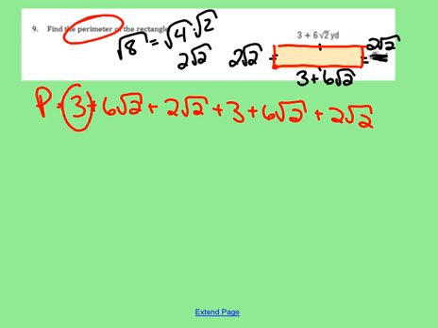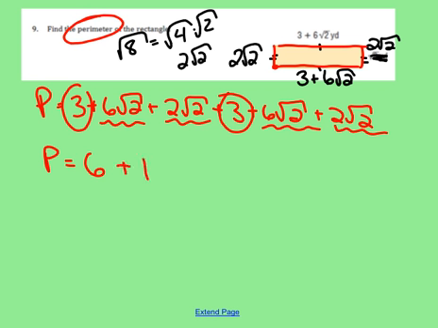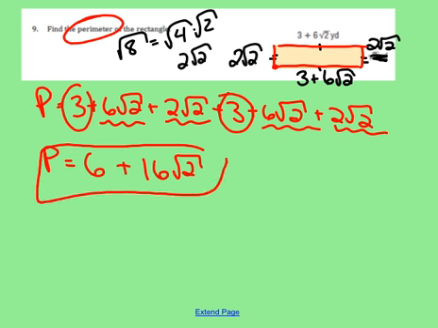First thing I would probably do is do the 3 and the 3. 3 and the 3 are easily 6. 6 and 2 make 8. Plus another 6 is 14. Plus 2 more is 16. So this is 6 plus 16 square root 2's. That needs to be what you can get.